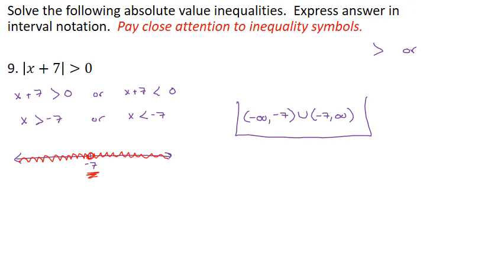So just a little bit of a catch there. Be careful with the 0. It does work the same way, but the 0, since it's not negative, means almost every number works. The only number that doesn't work is the negative 7.